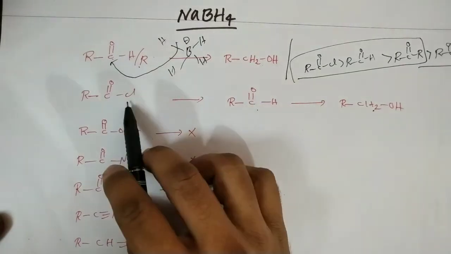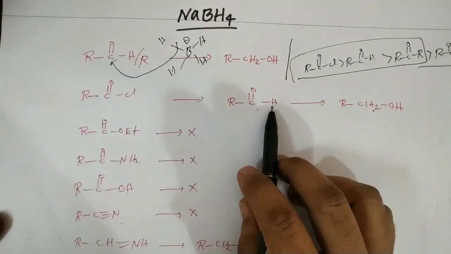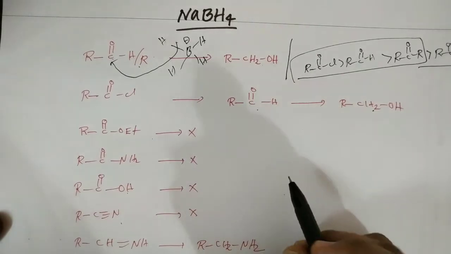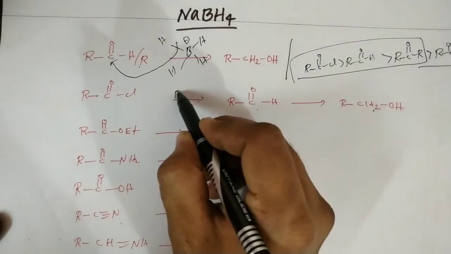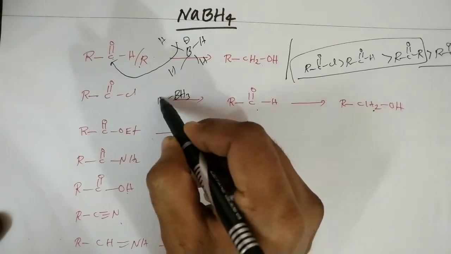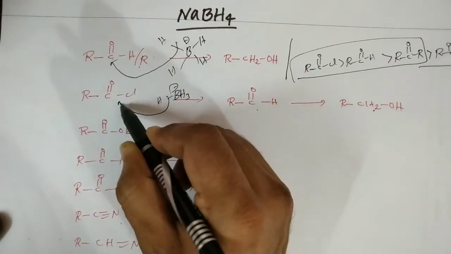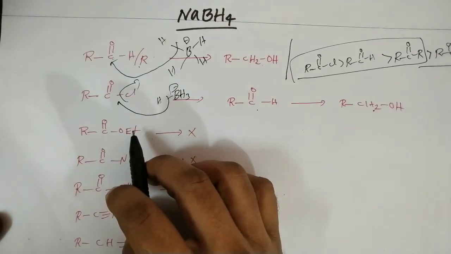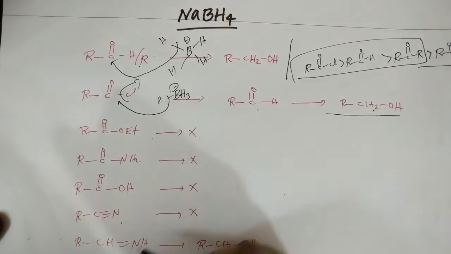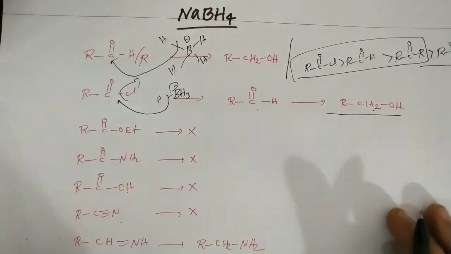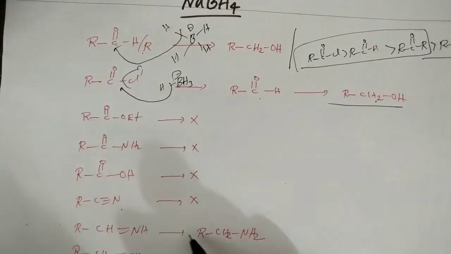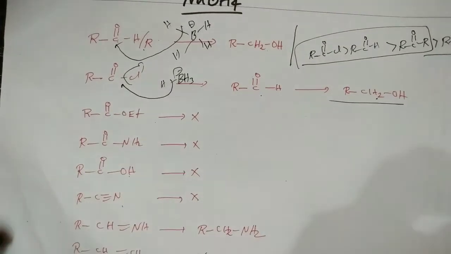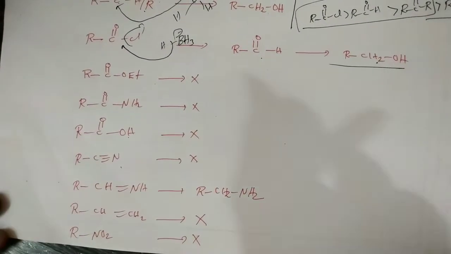Acid halides are first reduced, and then the aldehydes are reduced to alcohols. In this case, first of all, H minus from BH4 minus replaces the Cl minus, which is nothing but nucleophilic acyl substitution, and then it is reduced to the alcohol. Esters, amides, carboxylic acids, and cyanides are not reduced, but interestingly imines can be reduced.